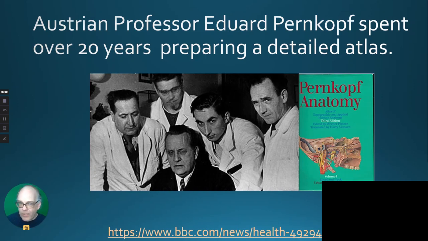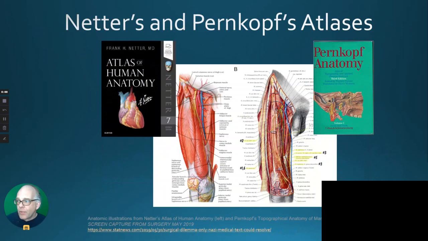And in this slide, we've got Pernkopf in the darker suit surrounded by 4 technicians who served as artists on his project. And so if we look at it, the Netter Atlas on the left-hand side is the traditional atlas used, at least in the United States, for the study of medicine, and is a resource that surgeons use. On the right-hand side is a comparable page out of the Pernkopf atlas.